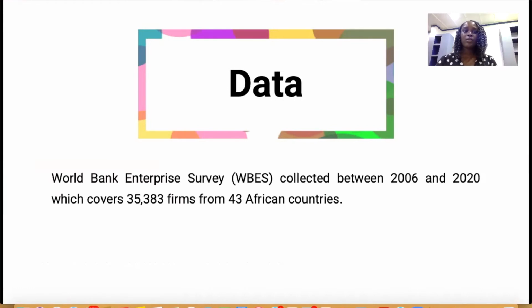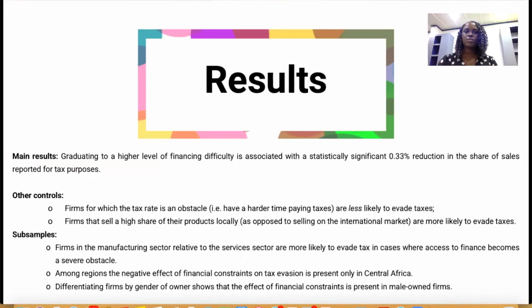The data that was used was the World Bank Enterprise Survey collected between 2006 and 2020, which covers 35,383 firms from 43 African countries. The main results obtained is graduating to a higher level of financing difficulty is associated with a statistically significant 0.33% reduction in the share of sales reported for tax purposes.